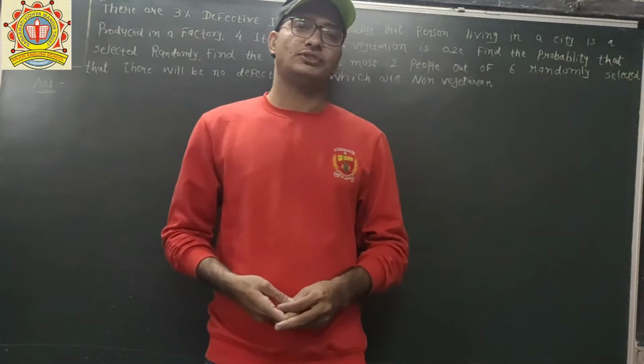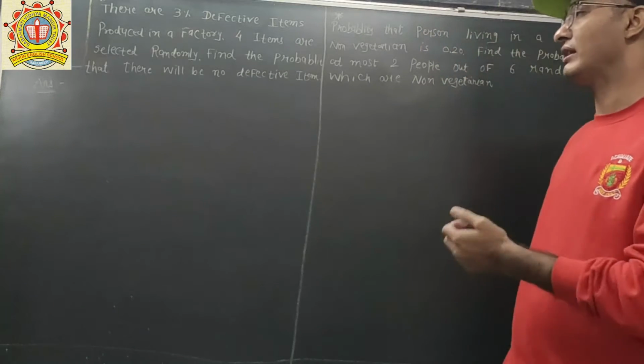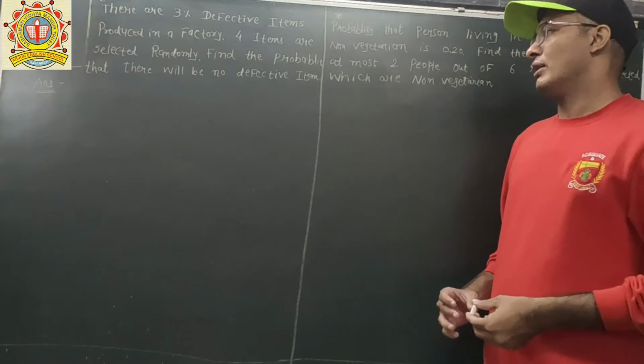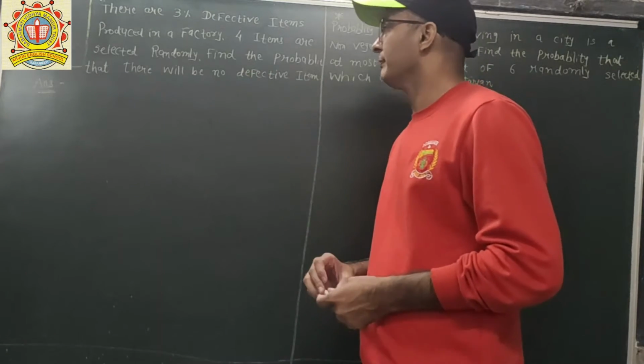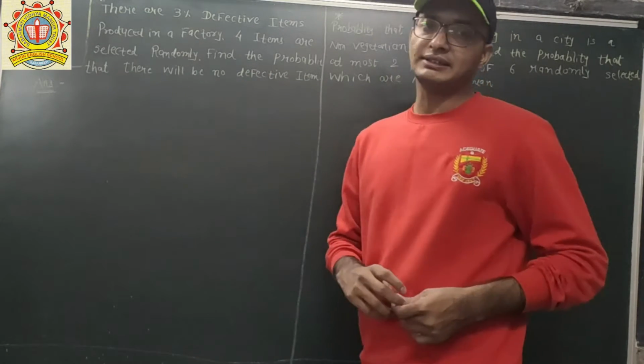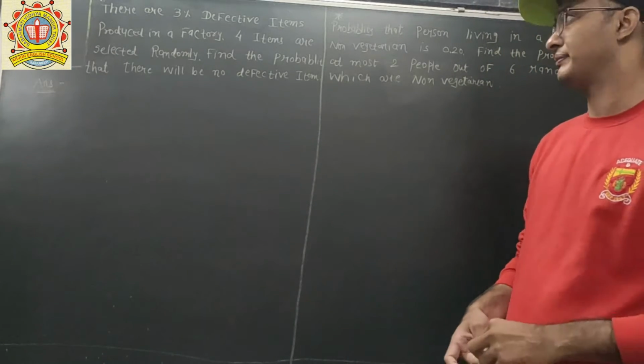These are the practical sums for the binomial distribution, that is in chapter number 2 in 12th standard. Now, in binomial distribution, here is a question. There are 3% defective items produced in a factory.